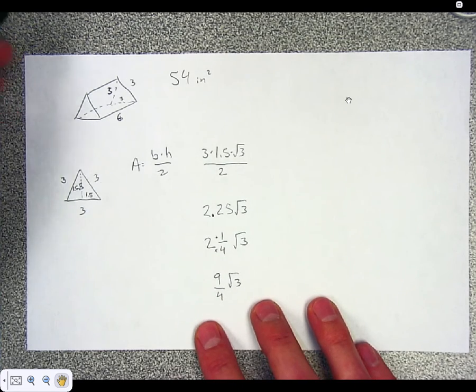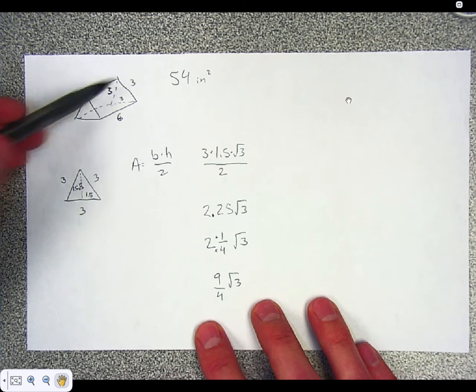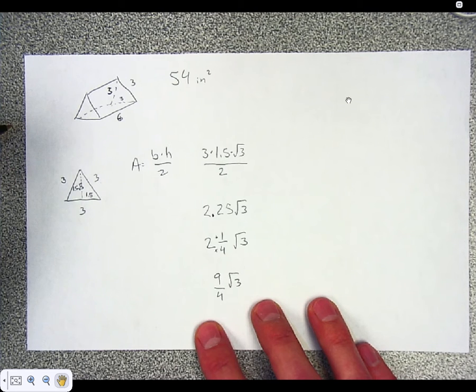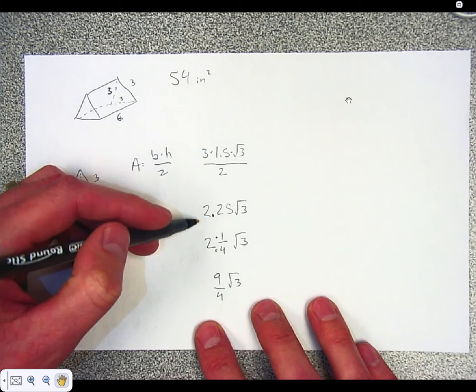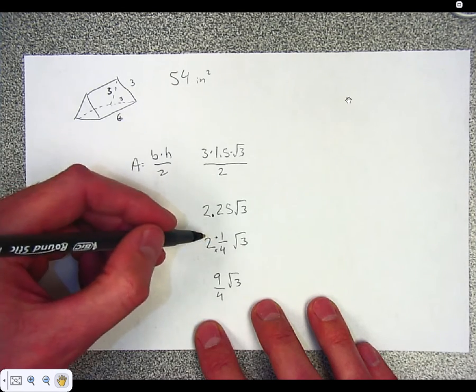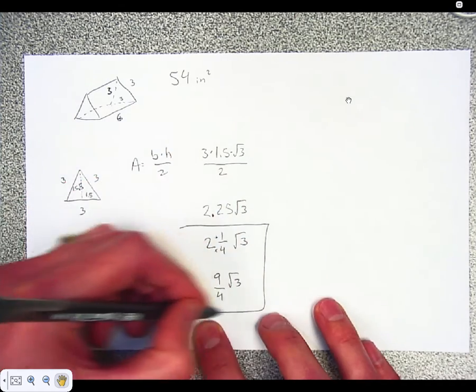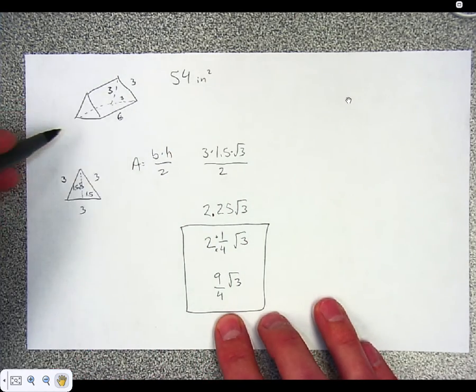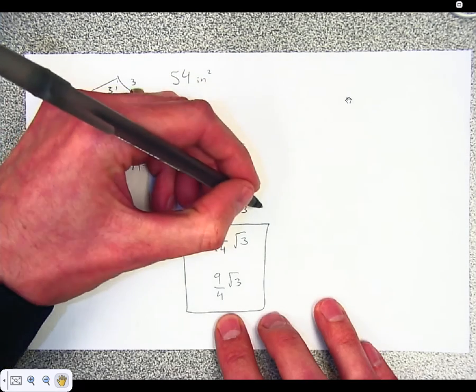The total area is the area of all 3 rectangles, 54 square inches, plus the 2 triangles. Now, one thing I forgot about is that I only found the area of 1 triangle. 2.25, that's the area of 1 triangle. But we have 2 triangles. So I'm going to draw a line here. This isn't wrong what I've done down here, but that's just for 1 triangle. There are 2 triangles on this shape. So I'm going to multiply this times 2.